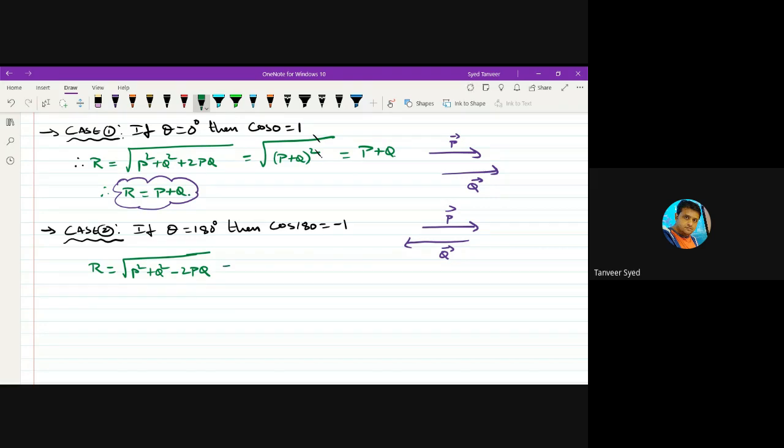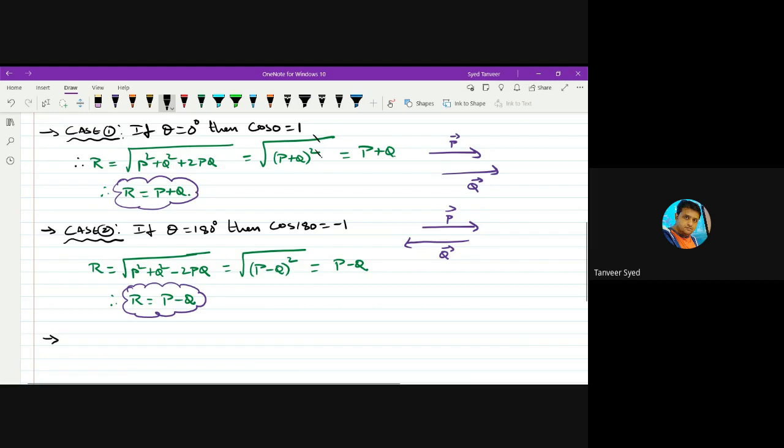Root of p square plus q square minus 2pq can be written as root of p minus q whole square. Root and square cancel. You get p minus q. Therefore, resultant is p minus q. If two vectors are opposite to each other, the resultant will be their difference. If two vectors are in the same direction and parallel to each other, the resultant will be their sum.